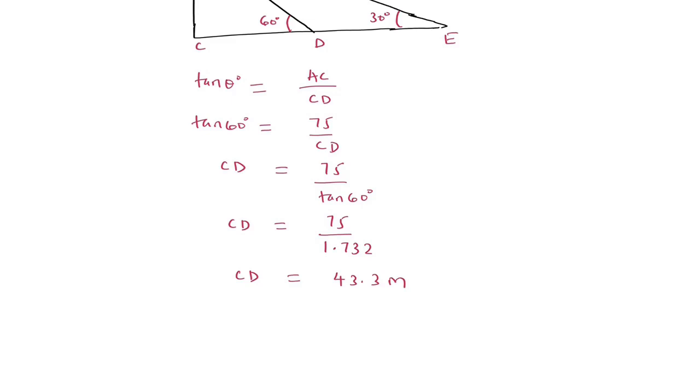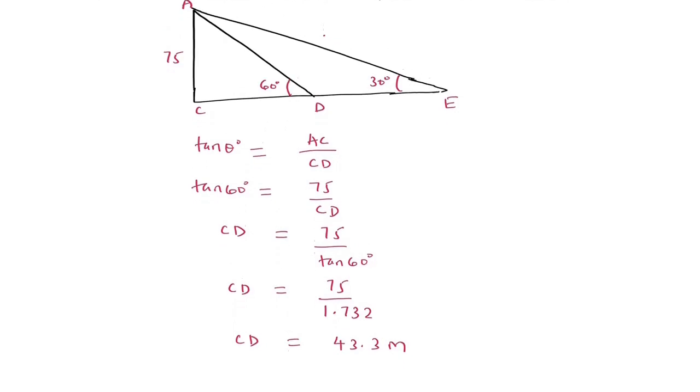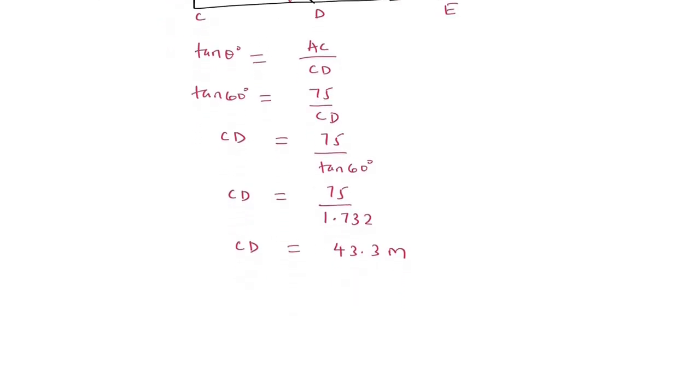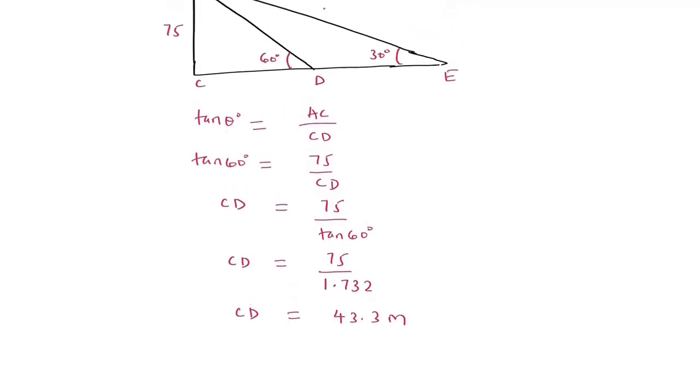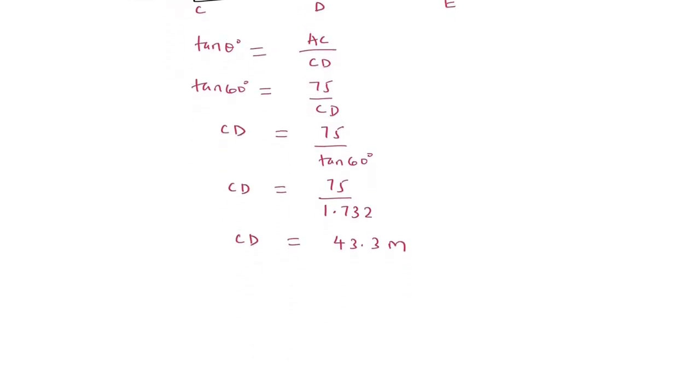Next, let us find the value for line CE. Then we are going to apply the tangent formula for triangle ACE, of which our opposite side is AC and adjacent side is CE. Okay, so let us apply the values. We are going to have tan 30 degrees equals 75 over CE.